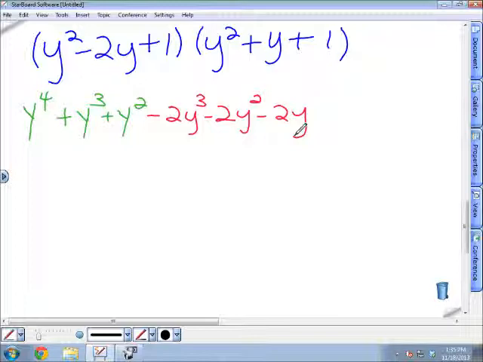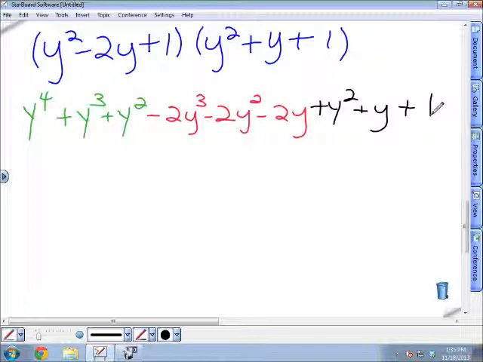And Courtney Thorne, what do I do next? Like combine like. Not yet. I've only got 6 terms. I have to have 9. I multiply this by everything, this by everything. Now what? Do the last one. So what am I going to get? Plus y squared and then plus y and then plus 1.